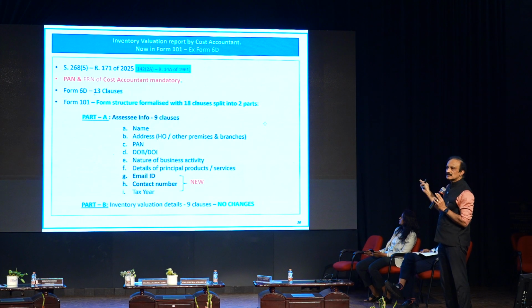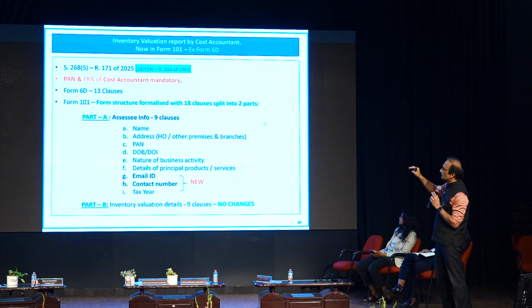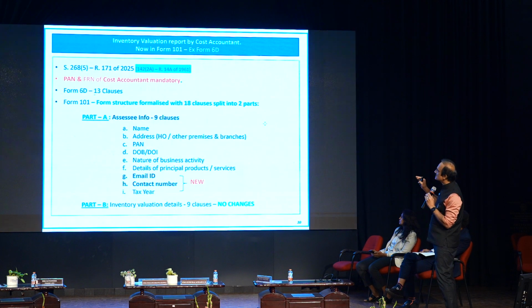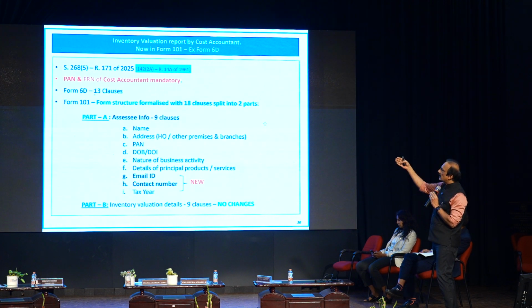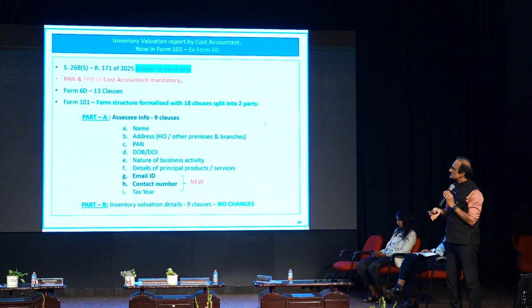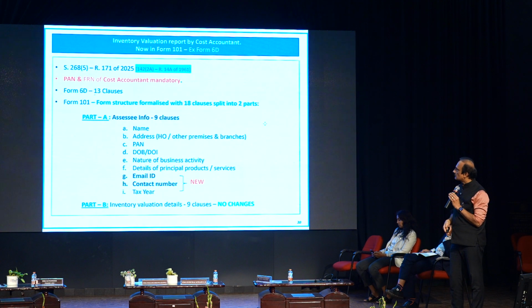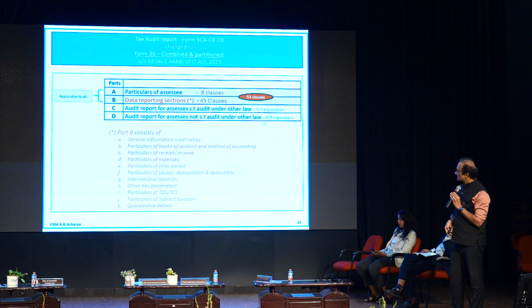The form, what they have asked is more or less they have retained the same thing. But what they did is the form is structured. Form structure is formalized with 18 clauses split into two parts. Assessee information in 9 clauses and inventory valuation details in 9 clauses. No changes. Only that email ID and contact number of the assessee has to be given. And as far as the cost accountant itself is concerned, the PAN and the firm registration number of the cost accountant is made mandatory. There have been certain changes in the tax audit report which I would not like to get into.